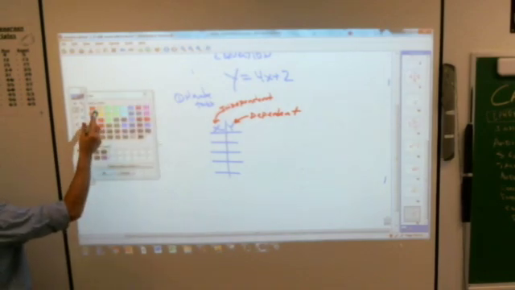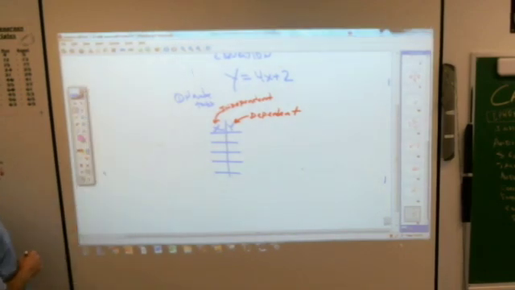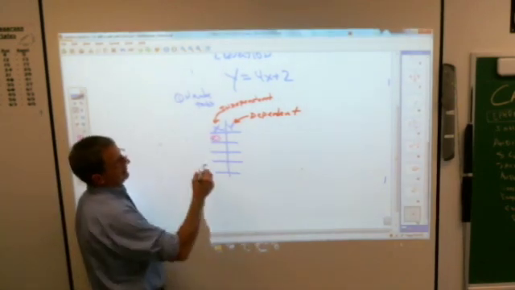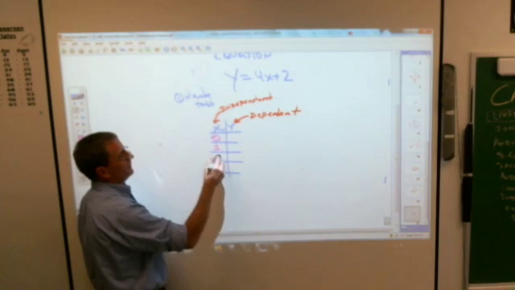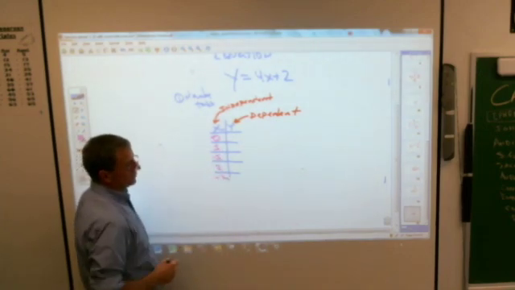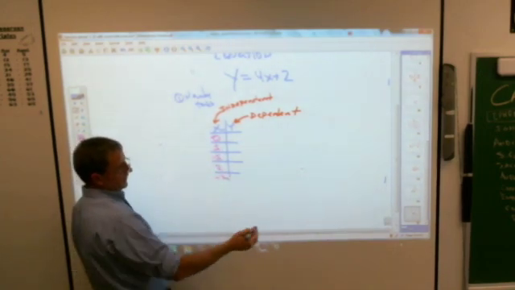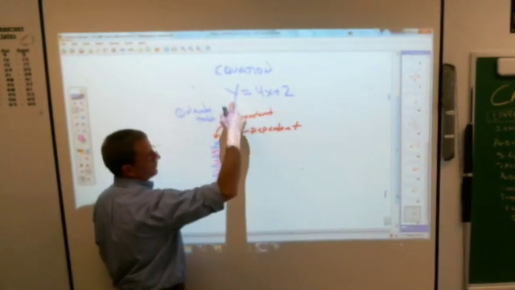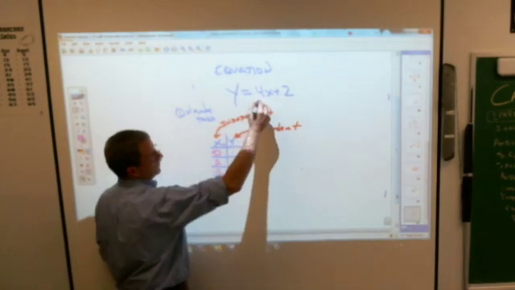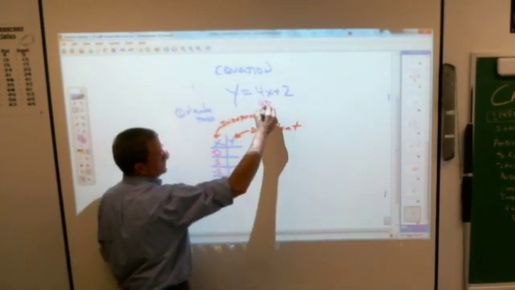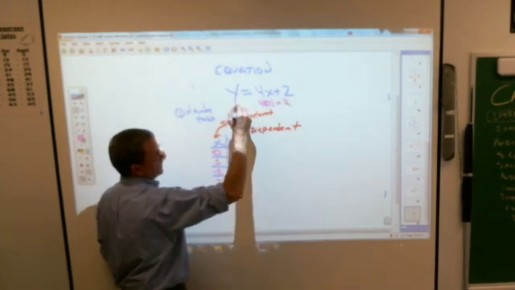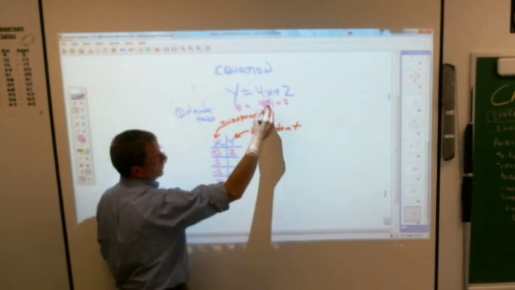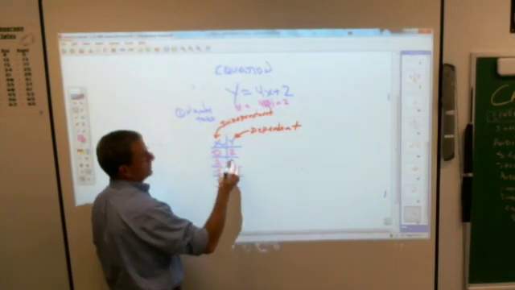Please be smart when you pick your independent values. I always try to pick 0 because that's not too bad. I would maybe go 1, maybe -1, maybe 2, -2. Don't get real crazy here. Then I take my independent ones and put them in for x and figure out what my y is. If I put 0 in for x, 4 times 0 is 0, plus 2 is 2. If I put 1 in for x, 4 times 1 is 4, plus 2 is 6.